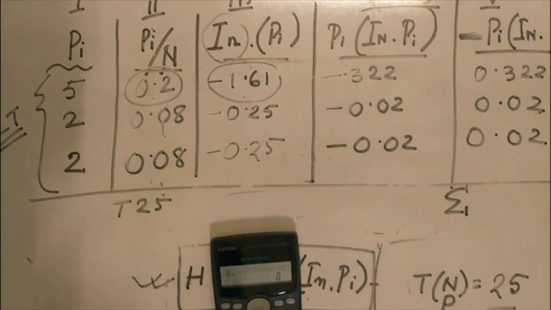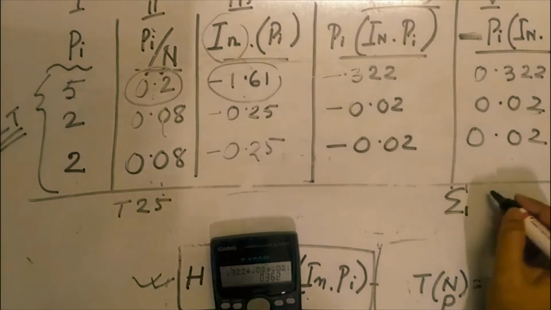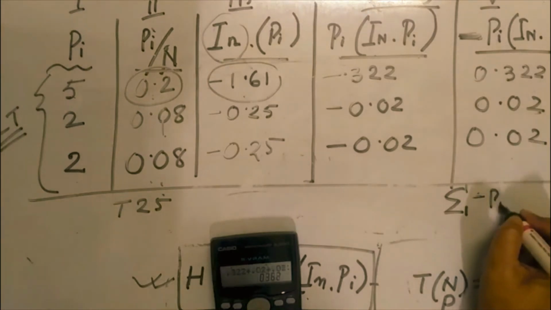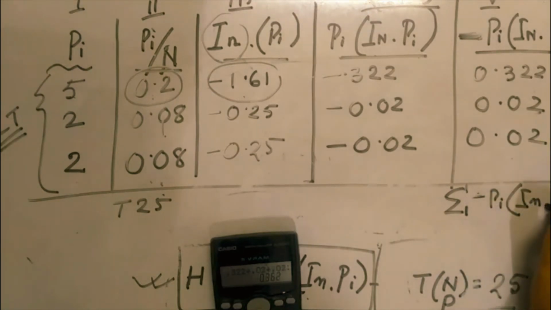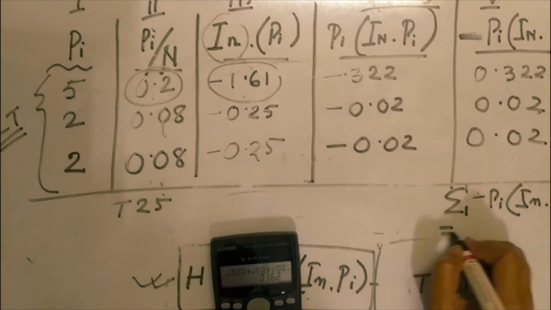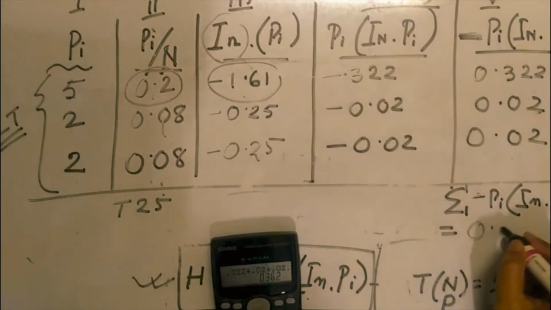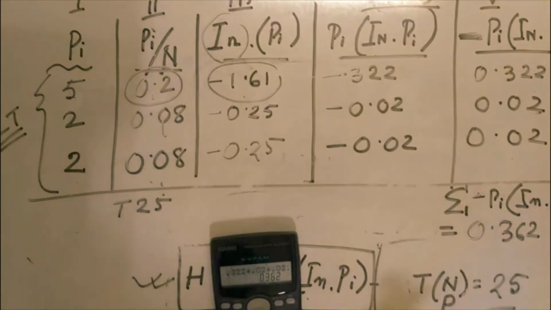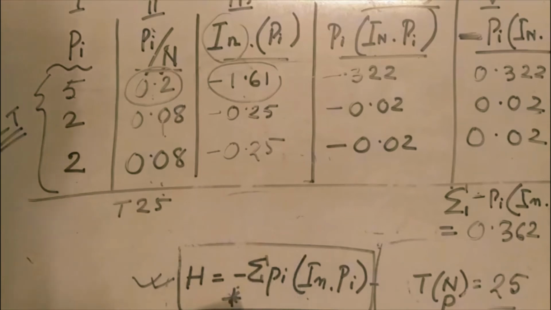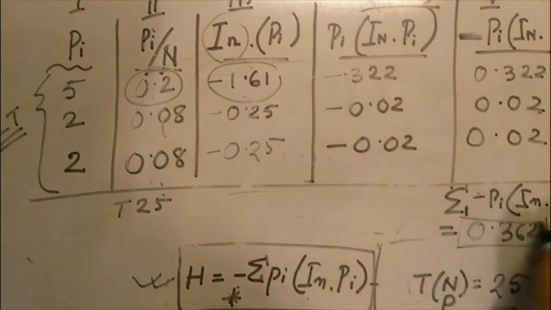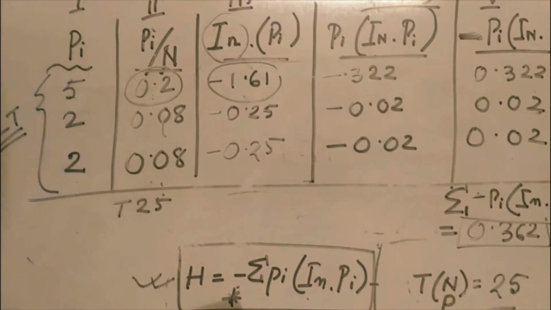And do the summation: 0.322 plus 0.02 plus 0.02. So what will be the result? The summation of minus Pi into ln into Pi is equal to 0.362. For the Cyphers tree, our Shannon index is 0.362. Okay, this is the simplest way to calculate the Shannon index.